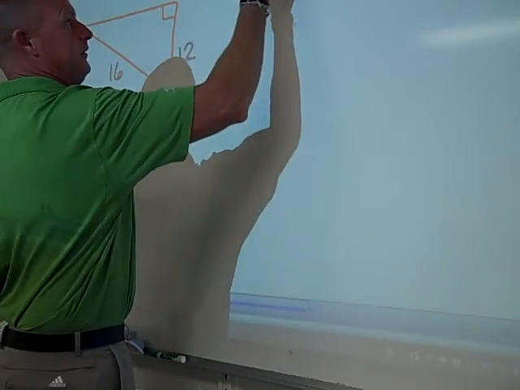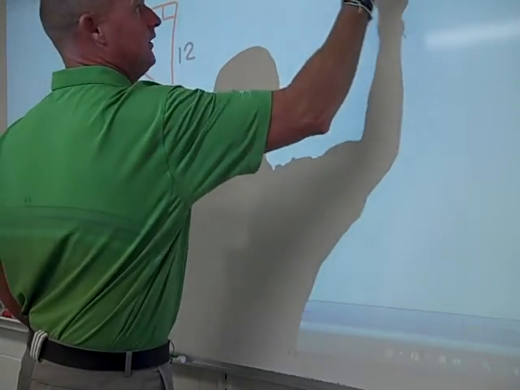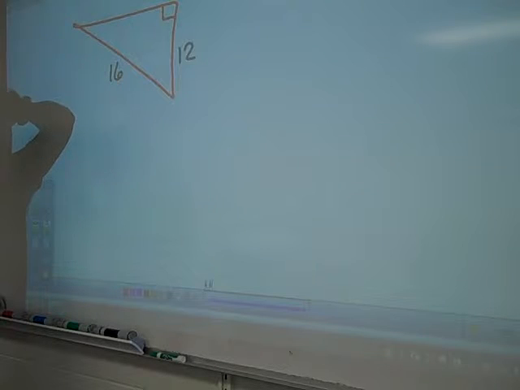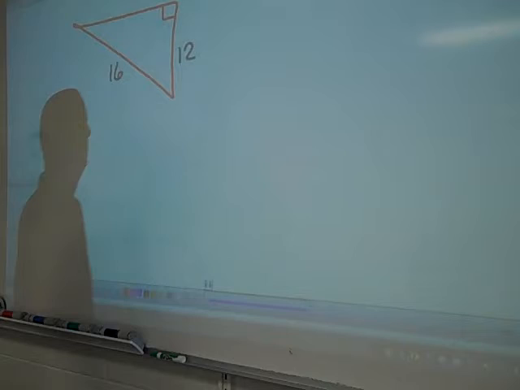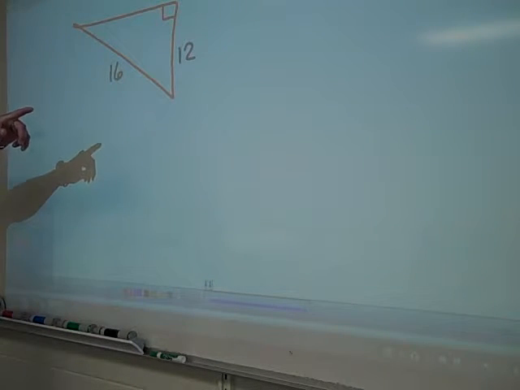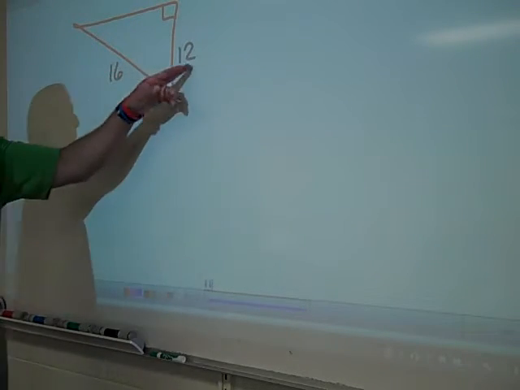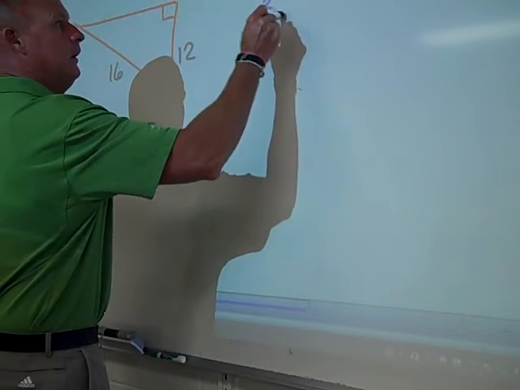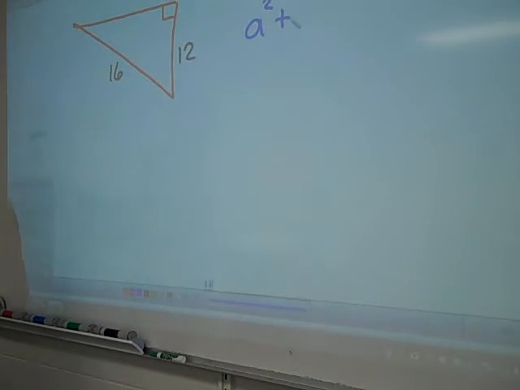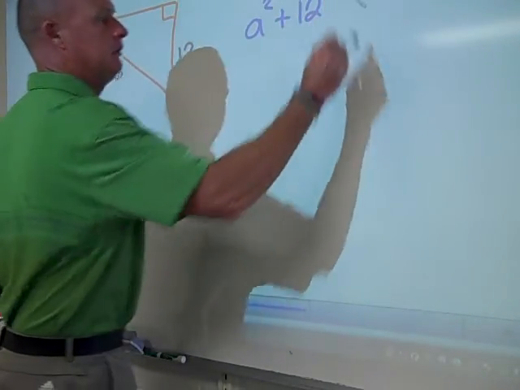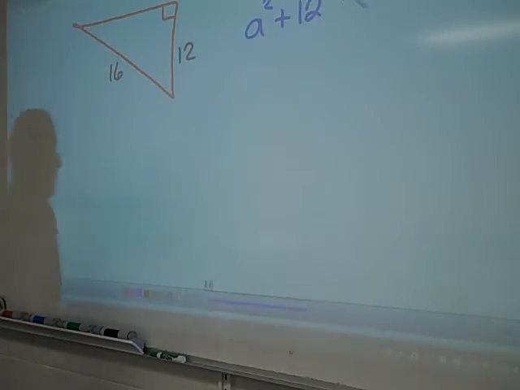So the first thing I have to do is rewrite the Pythagorean theorem. A squared plus B squared equals C squared. What values are given? 16 and 12. And what sides are those? A and C. We're given B and C. So I'm going to say A squared plus, what's my B value? 12. What's my C value? 16.